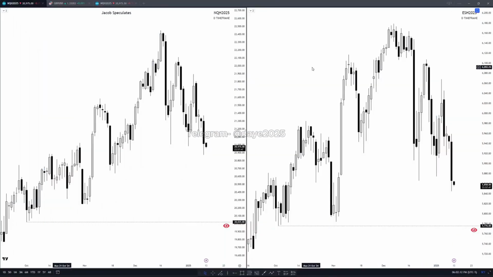So now we are getting started with the charts. As you can see, we have the NASDAQ on the left and the S&P on the right. There's not really too much to look at as far as the lower time frame, but from a higher time frame perspective, we can anticipate these lows to be a target for the S&P and the NASDAQ.